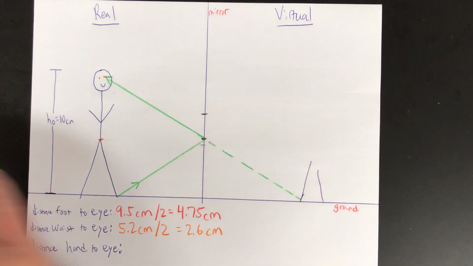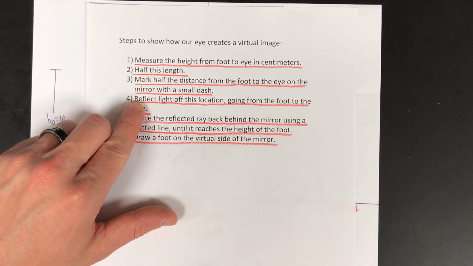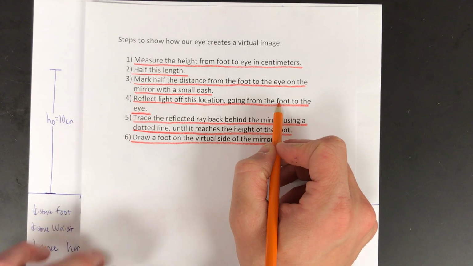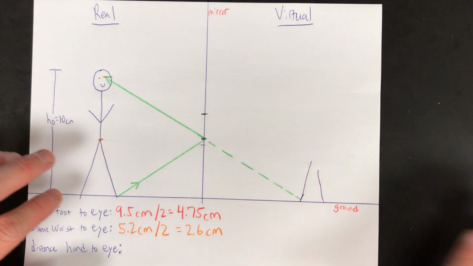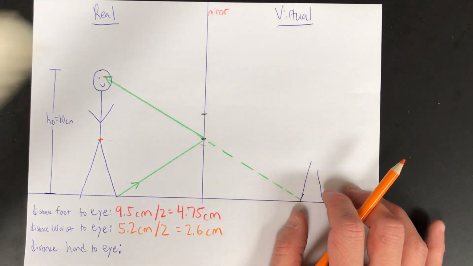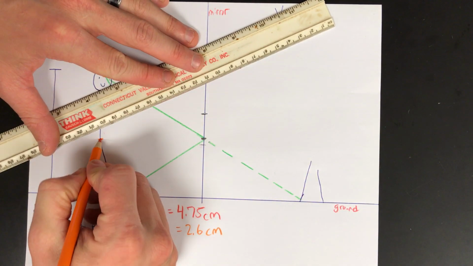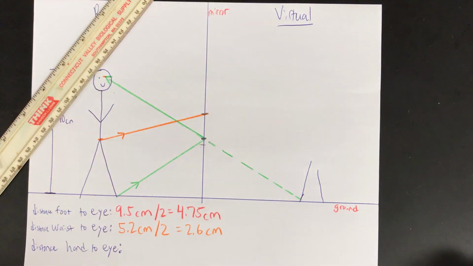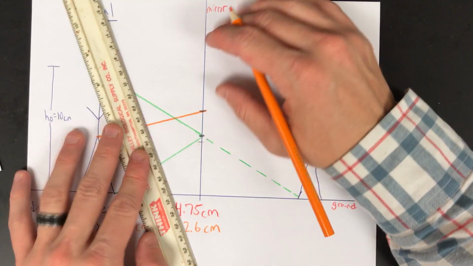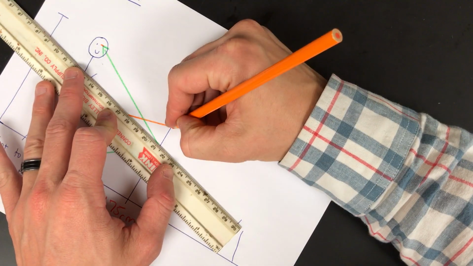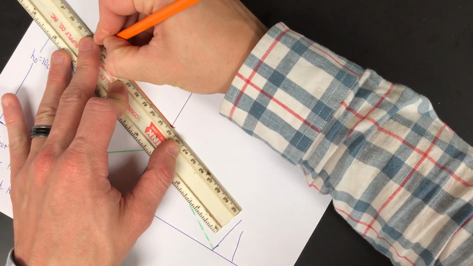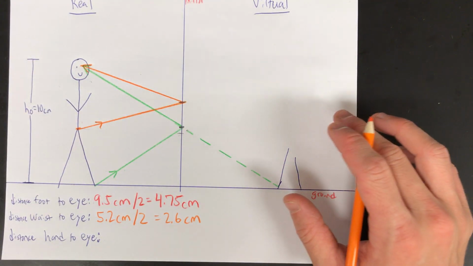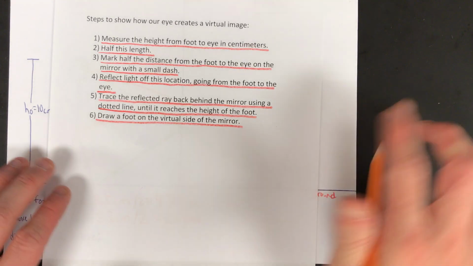Okay, now the next step, step four, is reflect light off this location, going, instead of from the foot to the eye, from the waist to the eye now. So we're going to get our straight edge out and reflect light off that location on the mirror. Show it going towards the mirror with an arrow. And then I'm going to tilt my paper for myself. And then reflect it into the eye with another arrow. Alright. Now that's what actually happens to the light.